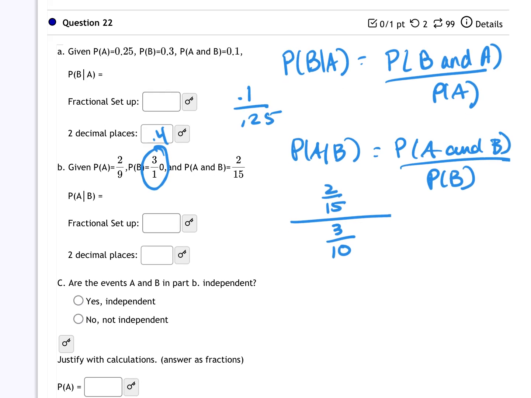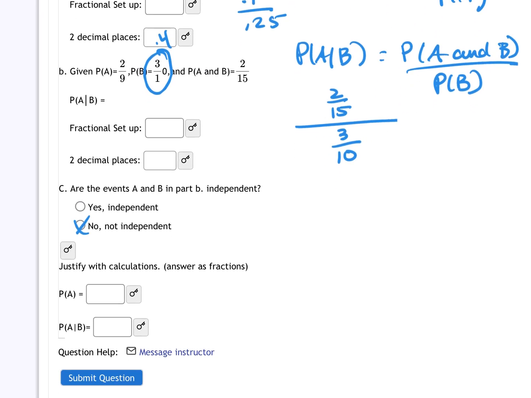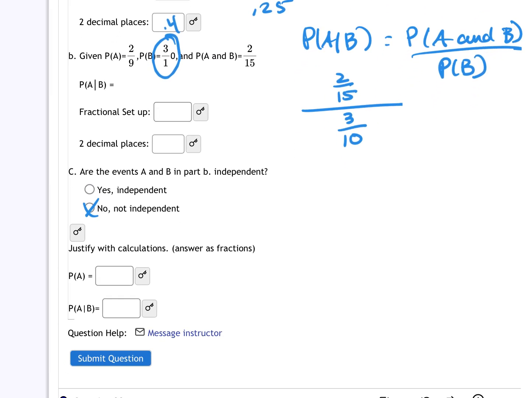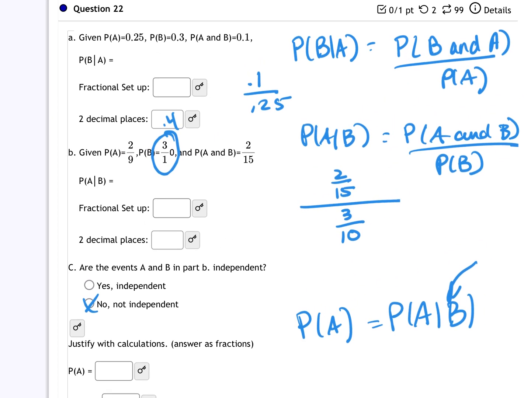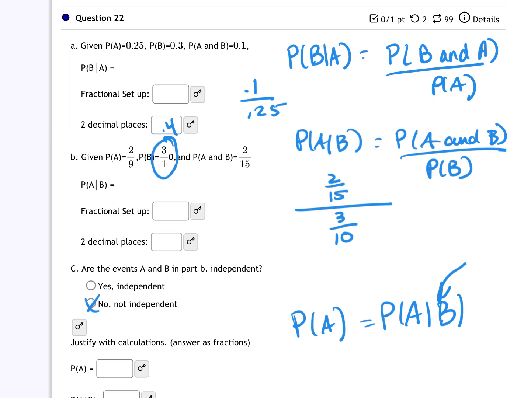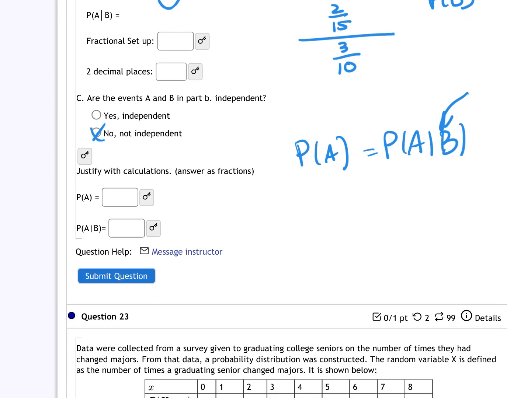Okay? If these are the same, if 2 divided by 15 was the same, then they would be independent, but they're not. All right? And that's because if they're independent, then the probability of A is equal to the probability of A given B. That given B does not change the probability of A, and that is not the case, right? So, all right, and that is the last one that was on the questions.